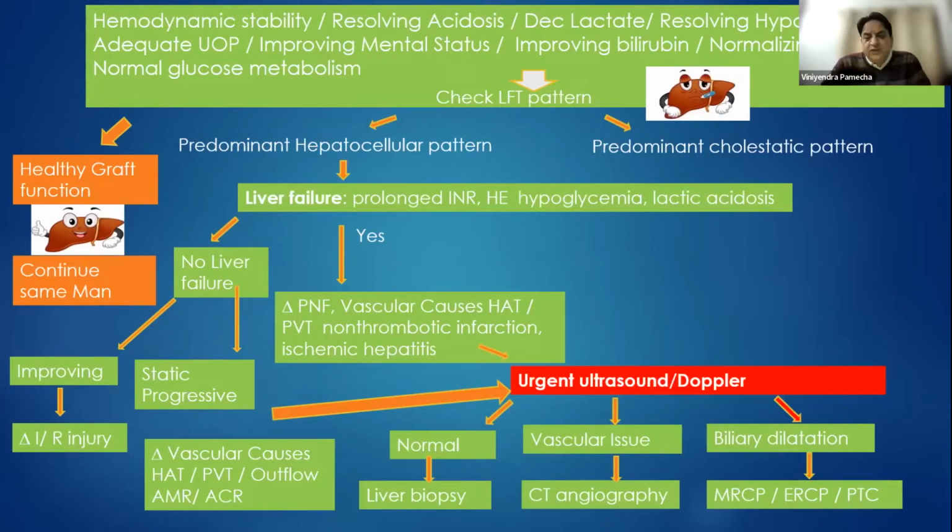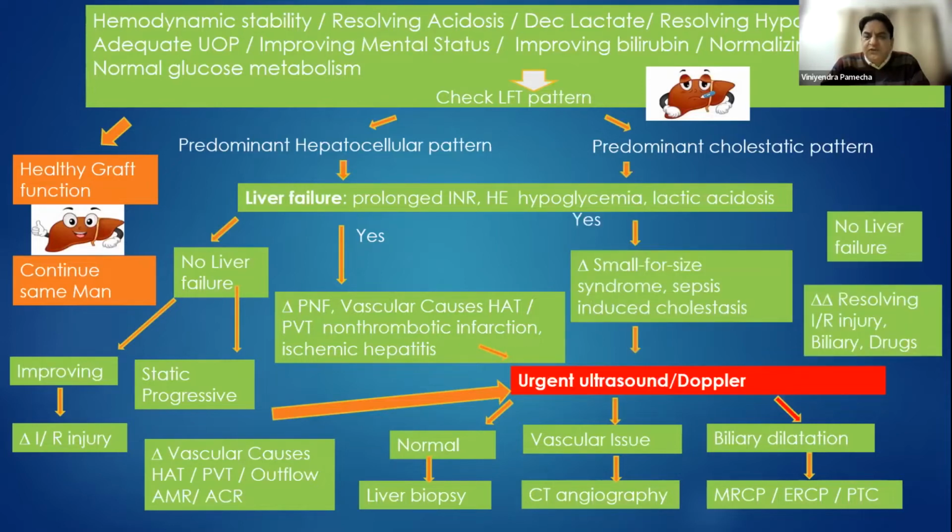Obviously, you need to do an urgent imaging, which will be to start with an ultrasound. An ultrasound can show you if the vascularity is good, then maybe you need to do a biopsy to rule out all these other causes. If there's biliary dilatation, then you need to do an MRCP, which can be followed by ERCP or PTC, depending on whether they have a cholestatic pattern or not.